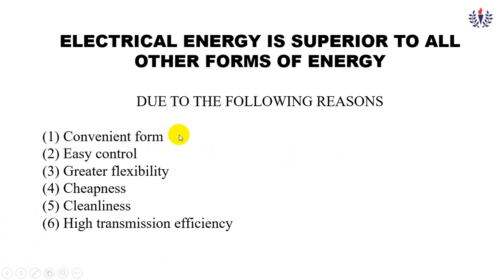Why are you going for this convenient form? Because electrical energy can be converted from one form to another form easily. For example, if you want heat energy, you can use a heater, because electrical energy can be easily converted to heat energy. Similarly, if you want to control a motor, you can easily produce mechanical energy. So it is a convenient form of energy.